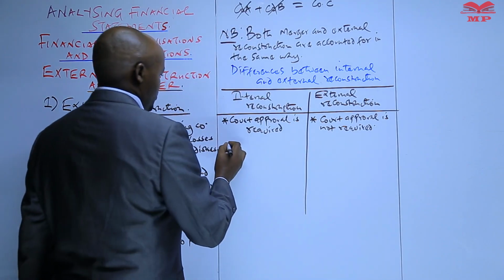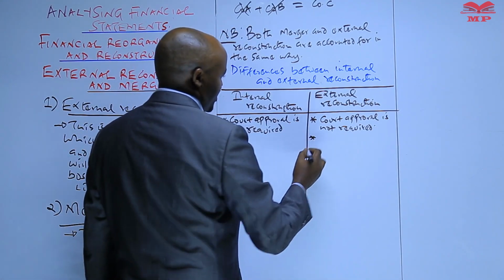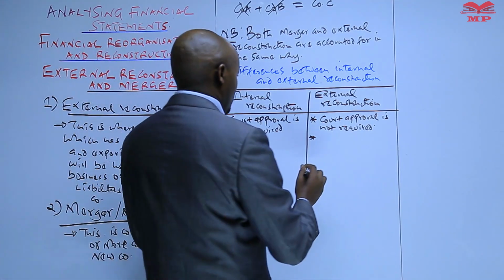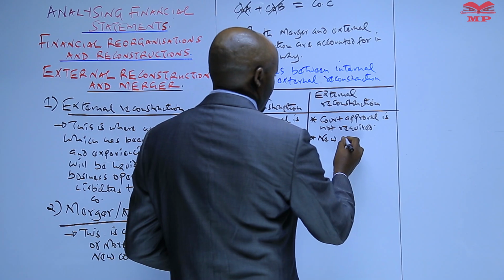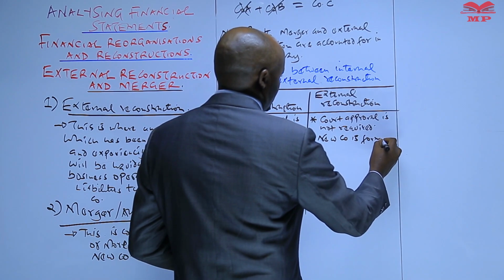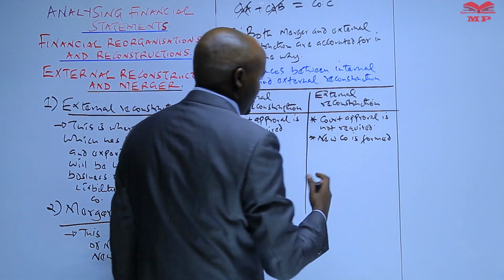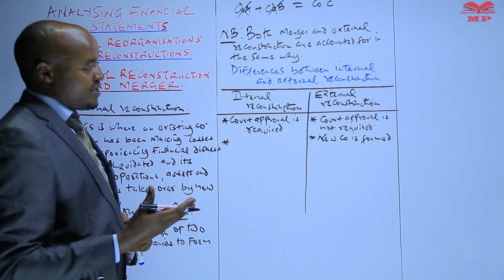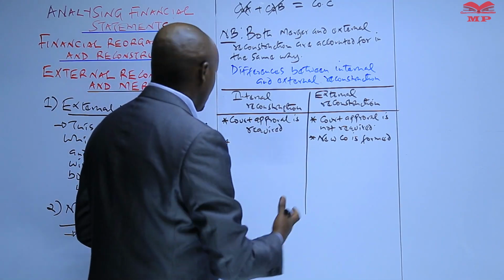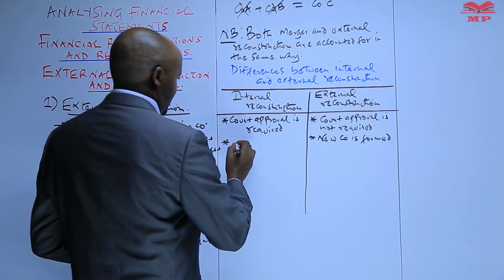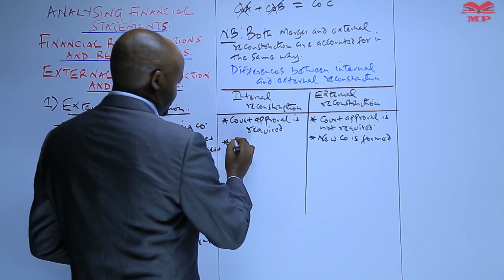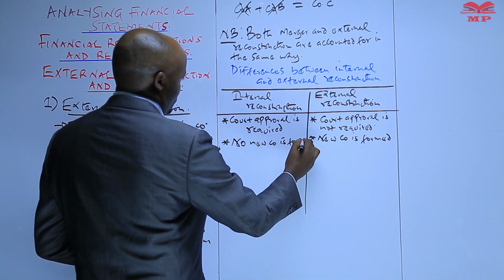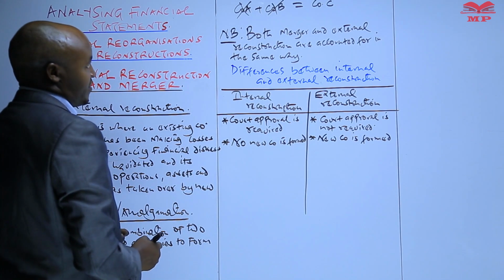The other difference, number two, is that in case of an external reconstruction and also merger, there is a new company which is formed. This new company is formed for the purpose of taking over the business operation, the assets and liabilities of the company which has been making losses or experiencing financial distress. But in internal reconstruction, no new company is formed.